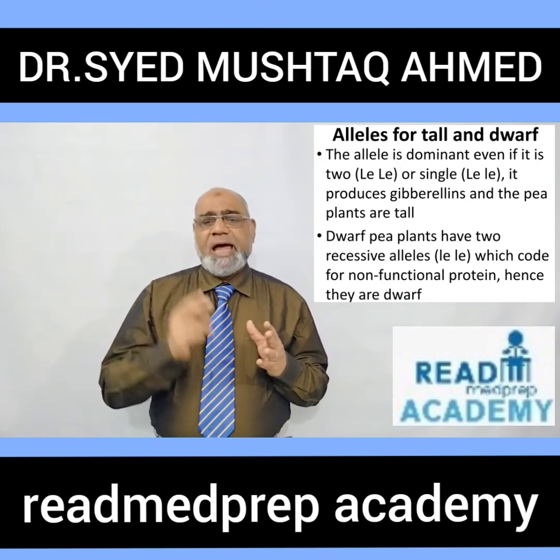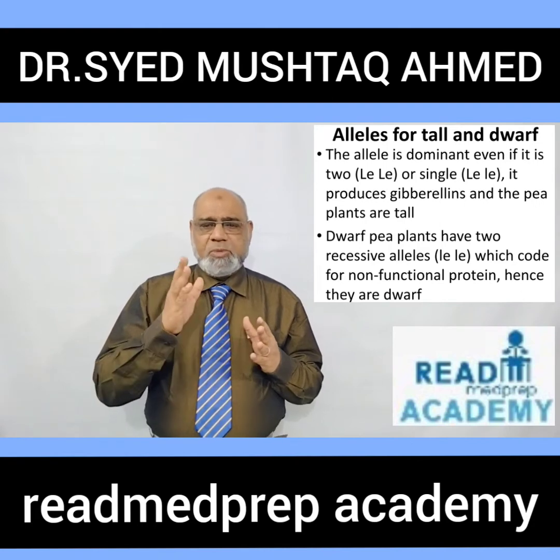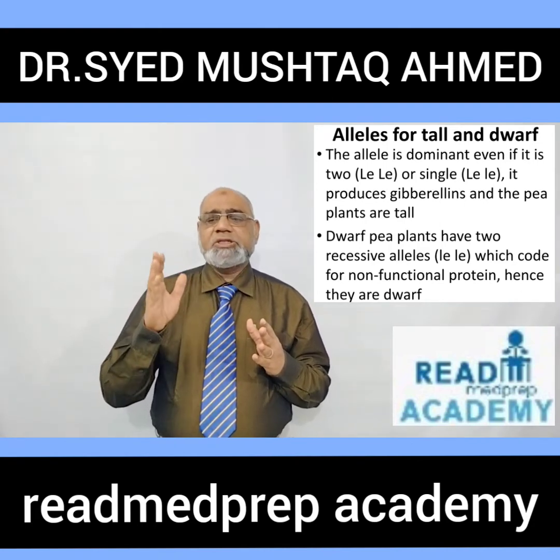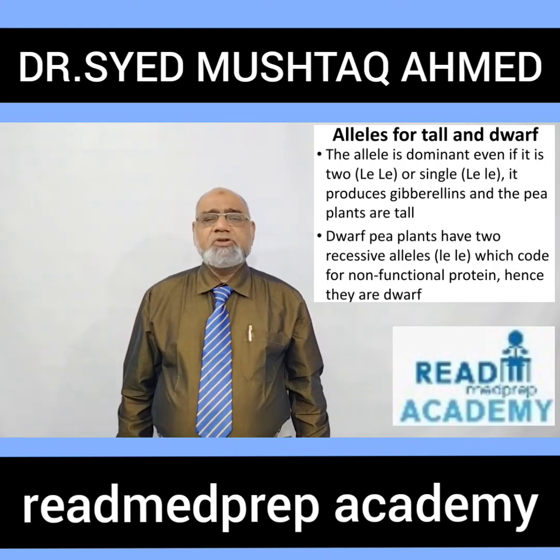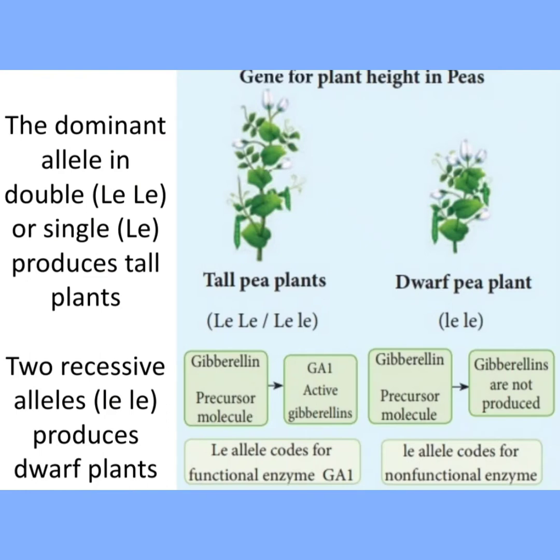Dwarf pea plants have two recessive alleles, small l small e, small l small e, which code for non-functional protein, hence the plants are dwarf. The dominant allele in the double, capital L capital L, or a single capital L small e, produces tall plants. In the image you can see the tall pea plants with the alleles capital L small e, capital L small e, or capital L small e, small l small e.